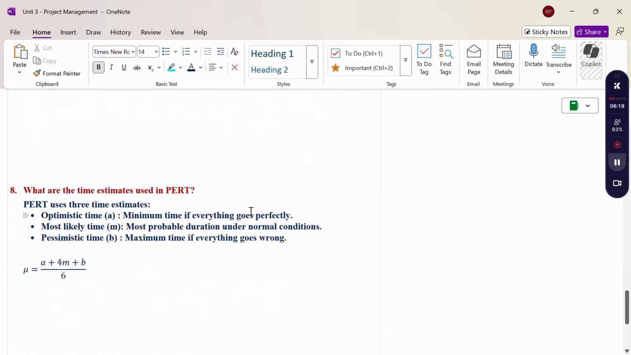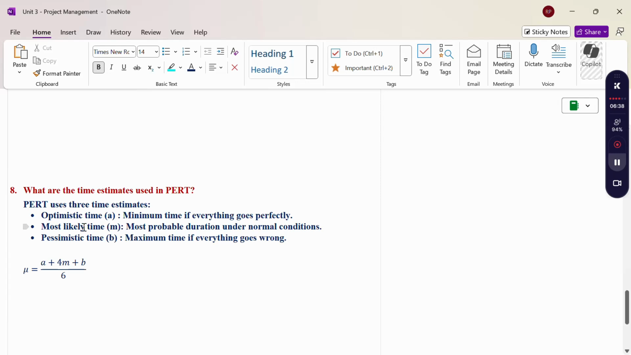What are the time estimates used in PERT? PERT uses three time estimates: optimistic time, most likely time, and pessimistic time. Optimistic time uses the notation a, most likely time m, and pessimistic time b. Any notation we can consider.